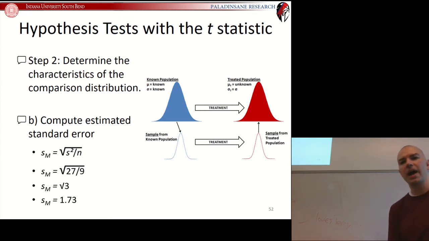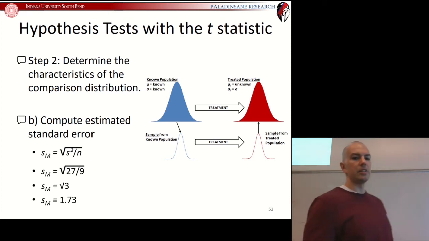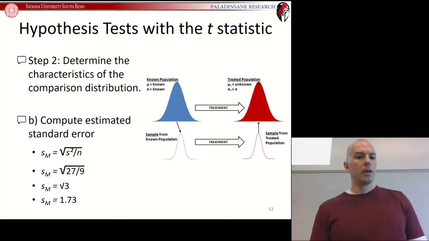So now we have our comparison distribution. It has a mean of 9, and it has a standard deviation of 1.73. We now know that about our comparison distribution. All right, so we have the characteristics of the comparison distribution.